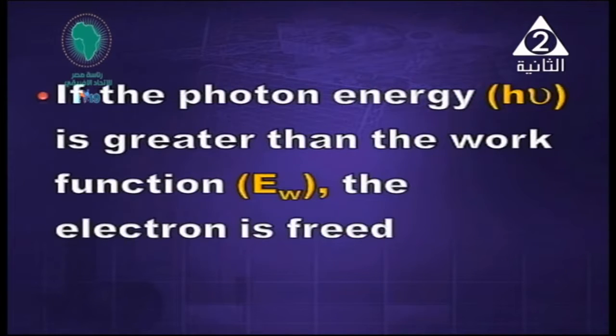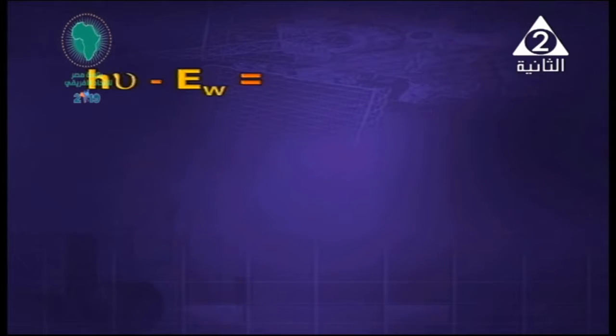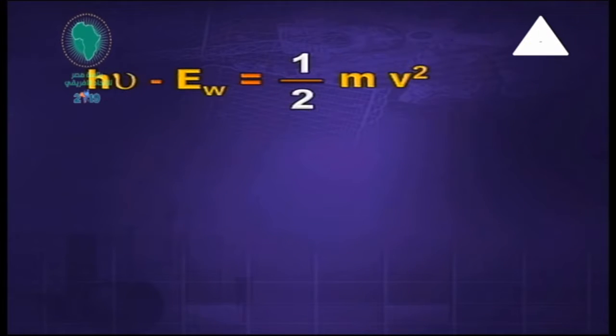If the photon energy is greater, this is the second possibility. Photon energy h nu is greater than the work function. The electron is freed, is extracted, and the energy difference between the energy of the photon and the work function is carried by the electron as kinetic energy. H nu, energy of the photon, minus work function equals half mv squared. Half mv squared is the kinetic energy of the emitted electron.